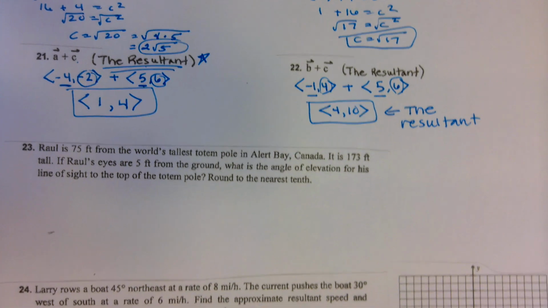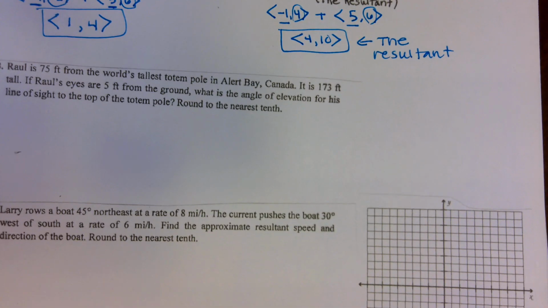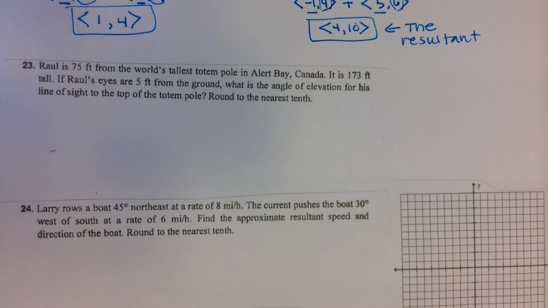Okay. No, that's not Rand. That's Rawl. Excuse me. Rawl is 75 feet from the world's tallest totem pole in Alert Bay, Canada. I guess you have to be alert when you're there. It is 173 feet tall.